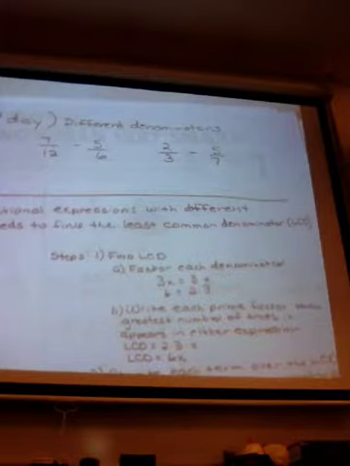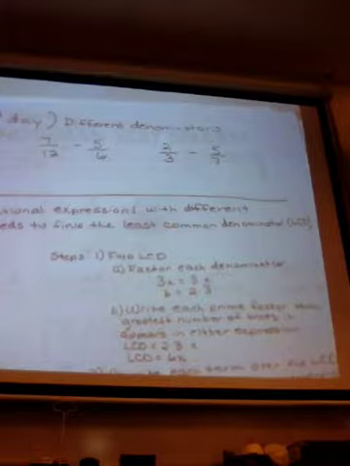Okay, this is when we have different denominators. So your process is still the same. However, you have to do some additional steps. What do you need? It's page 13.